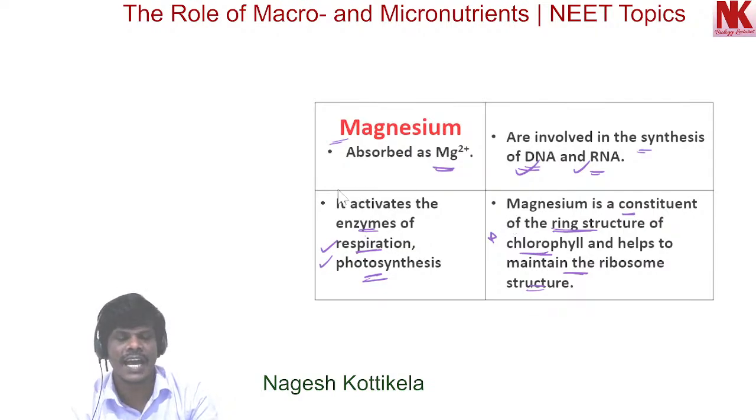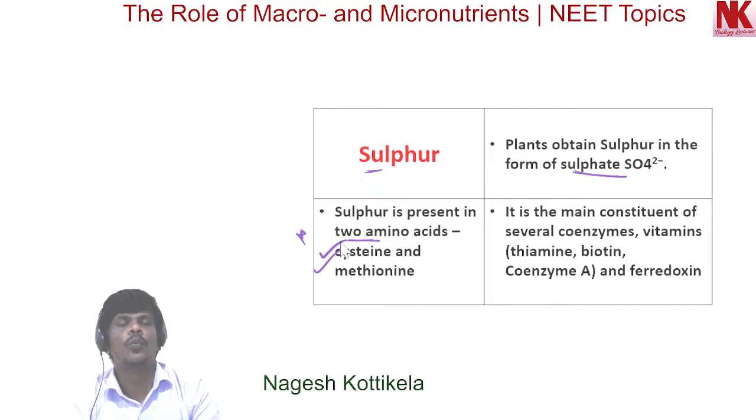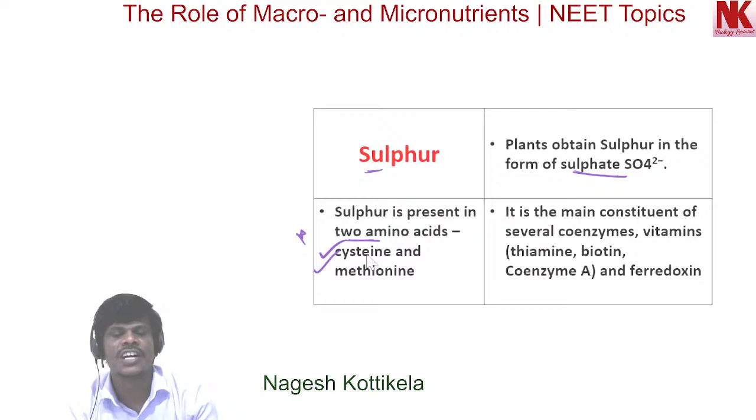Now moving to the next, sulfur, also a macronutrient. Plants obtain sulfur in the form of sulfate, SO4 2- ions. Sulfur is present in 2 amino acids. Very important. These amino acids are cysteine and methionine. So what are the sulfur containing amino acids? The answer is cysteine and methionine.